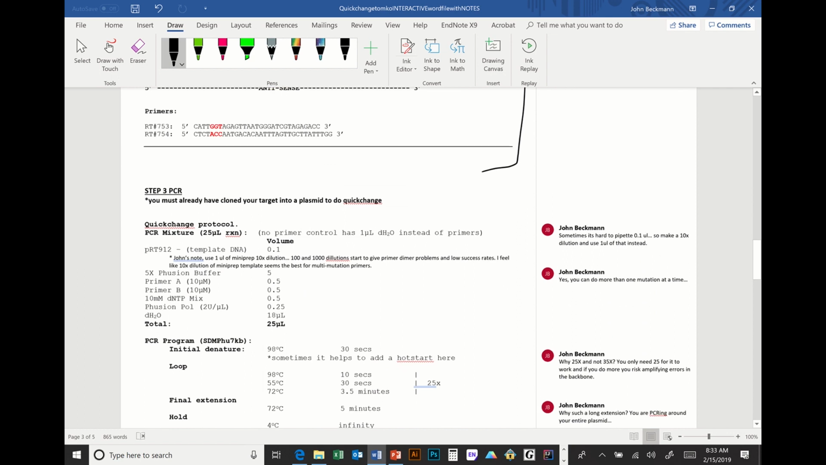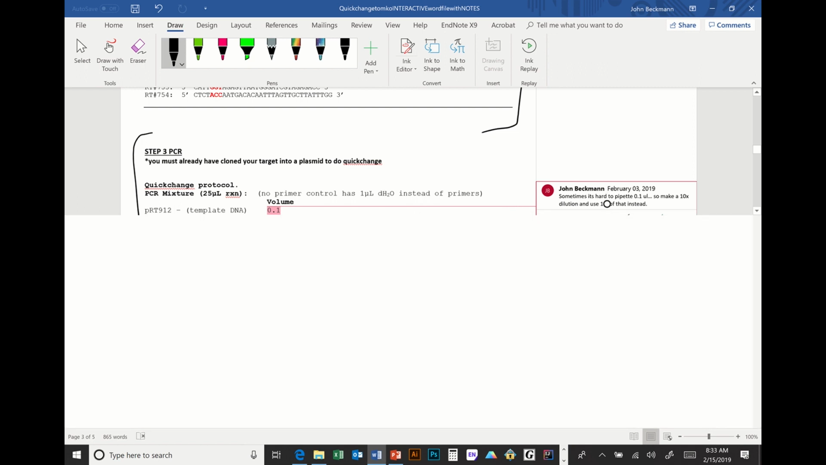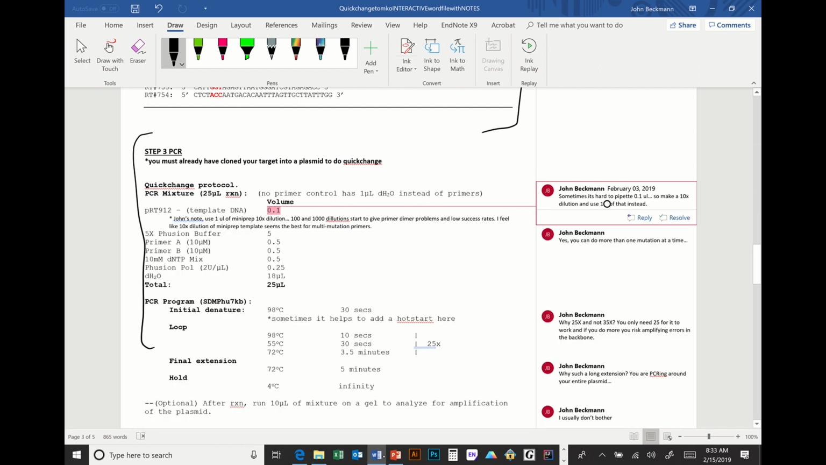Okay, now let's talk about the protocol. So we've designed our primers. Okay, so the only thing to note, let's see, that's so annoying. One of the only things to note is your template.